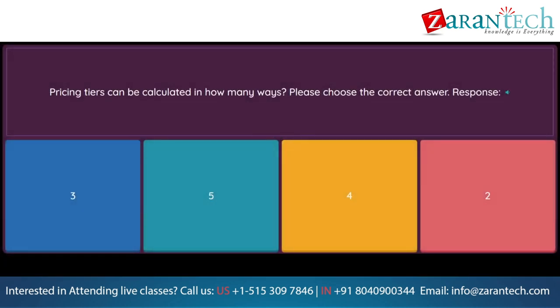Question: Pricing tiers can be calculated in how many ways? Please choose the correct answer. Response. Option 1 3. Option 2 5. Option 3 4. Option 4 2.